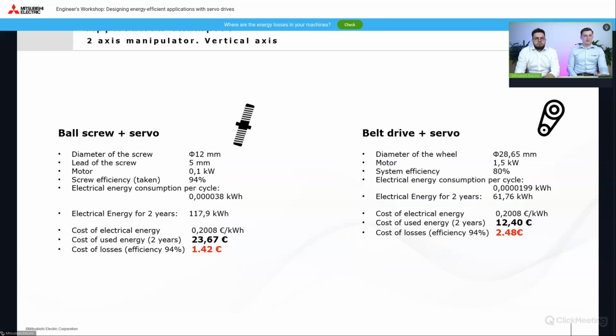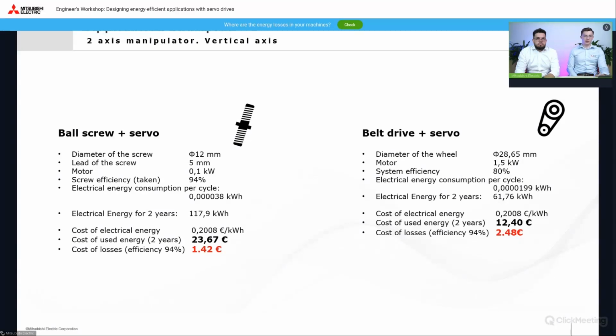And here on the left side you can see the first mechanics. It is the ball screw with the servo drive, of course. The efficiency of the ball screw is about 94%. This 100-watt motor is driving this ball screw. And for this data, we calculated the electrical energy consumption for 1 cycle.